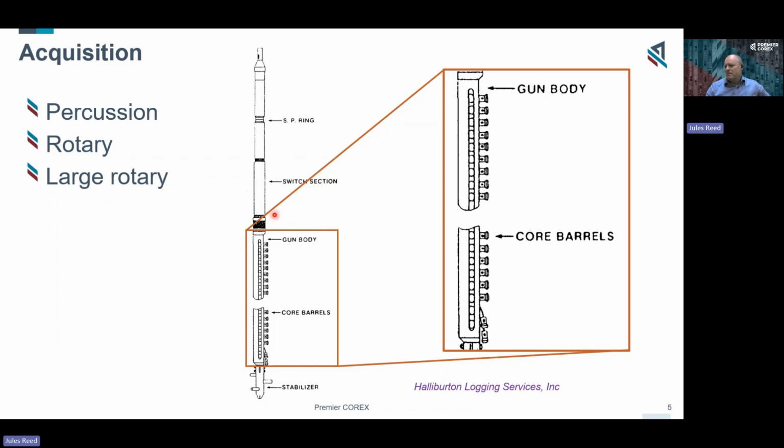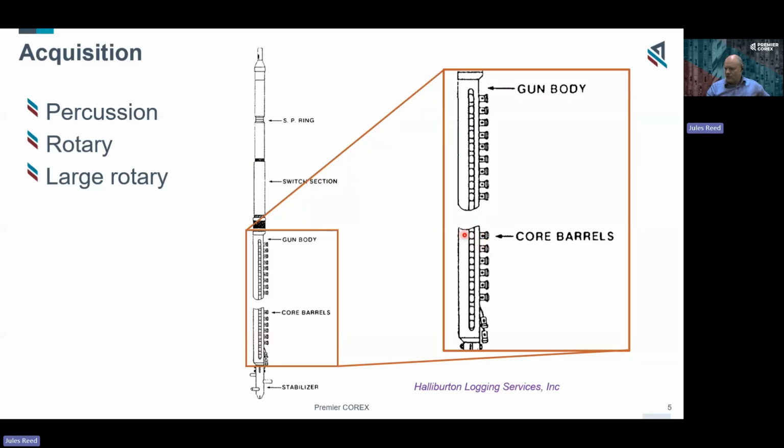This is showing you, from Halliburton's systems, just a schematic of the old percussion sidewall core system. Basically, as part of the downhole tool, you would have this gun body. Within that gun body, there would be explosives placed behind several small core barrels. They're called core barrels, but they're just a cylinder that gets fired out. This is just showing you the blow up of that.